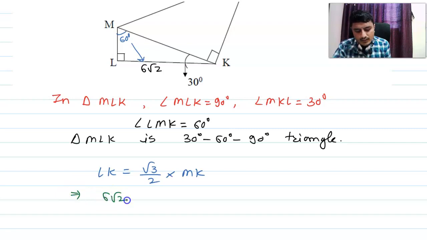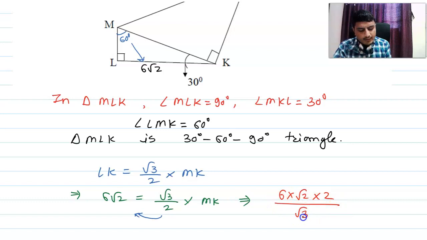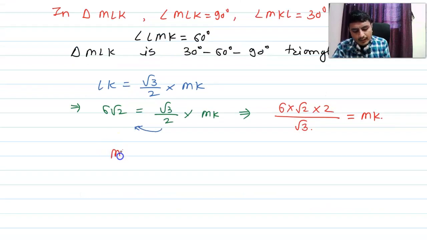LK equals 6 times root 2, that is equal to root 3 divided by 2 into MK. Now to evaluate the value of MK, shift root 3 divided by 2 from RHS to LHS, so that we get 6 into root 2 into 2 whole divided by root 3, and that is the value of MK. Try to simplify the given numerical expression now.